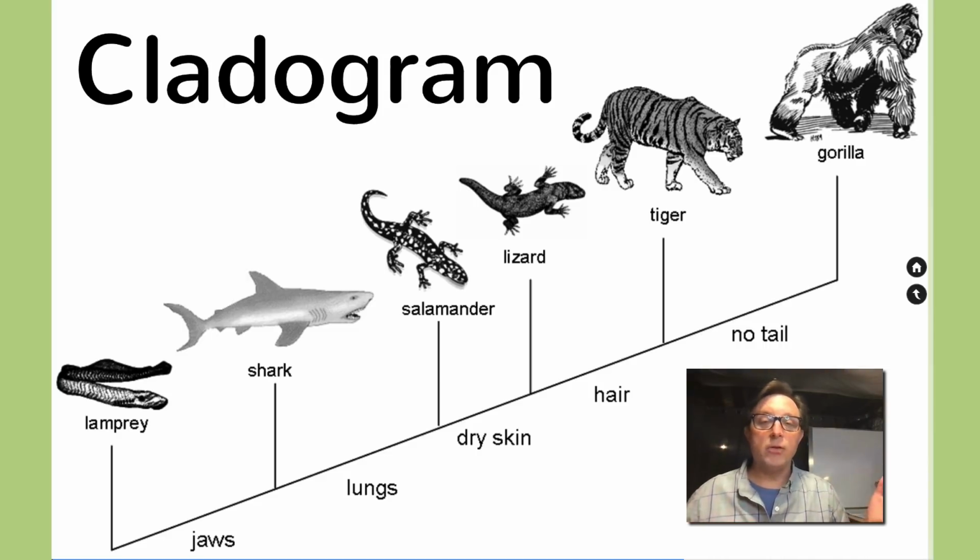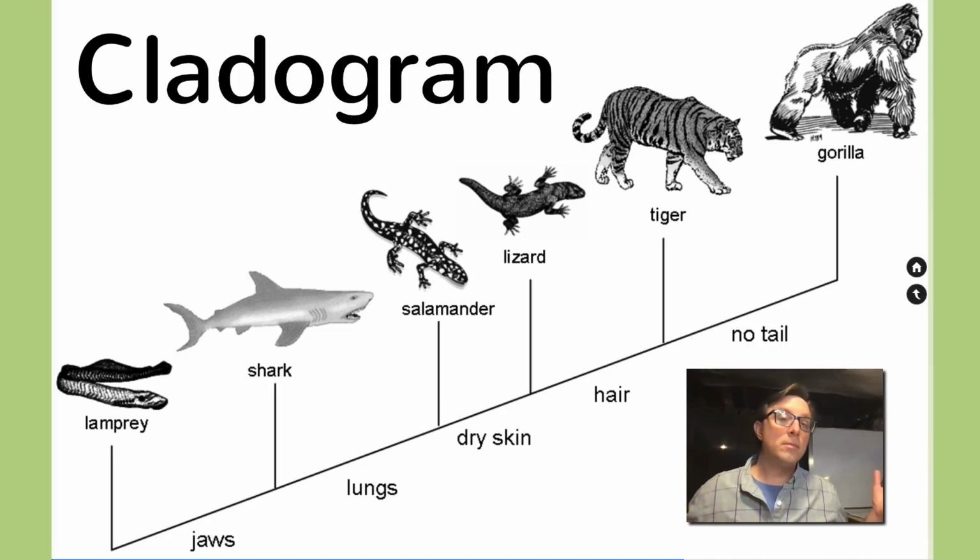For example, if we look at lungs, lampreys and sharks do not have lungs. Everything beyond that would, so salamanders, lizards, tigers, gorillas, they all possess lungs. Now, a common misconception here is to think that this means a tiger evolved into a gorilla, which is certainly not the case. That wouldn't make any sense whatsoever, and that is not what a cladogram would tell us.